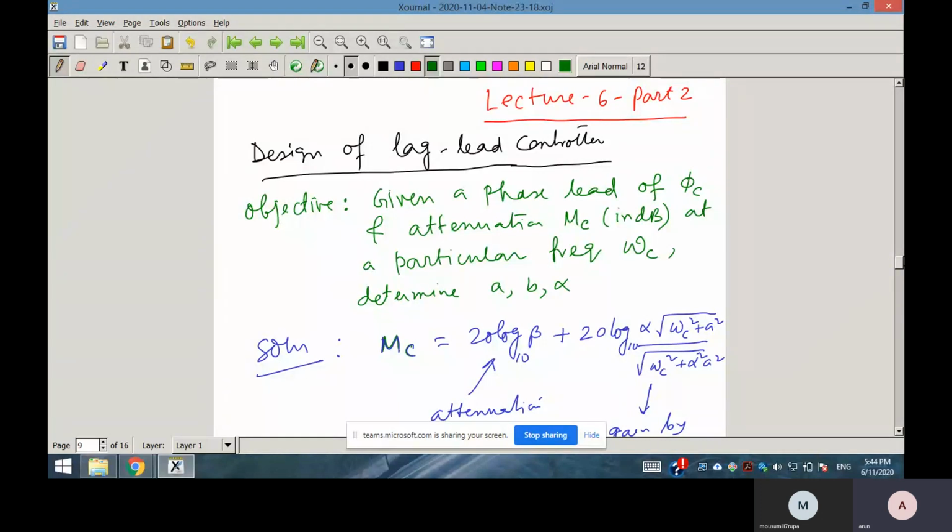So lead controller will provide phase lead as well as gain amplification. Lag controller main objective is to provide gain attenuation. Of course, a little bit of phase lag will also be provided in this process. And lag lead controller, the objective is to provide gain attenuation and phase lead together. So that is a contradictory objective we will meet using lag lead controller. Okay. Thank you.